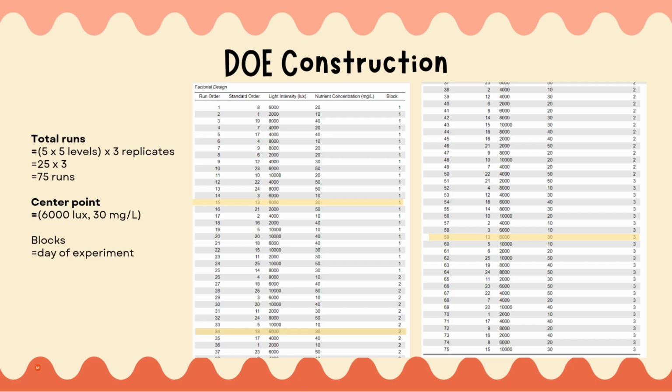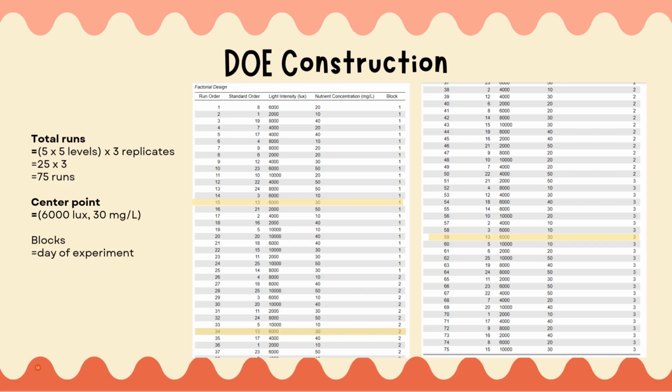So in total we will have 75 runs, and the method to calculate it is by multiplying the amount of levels for each factor and then multiplying it again with the amount of replicates, which is 3 in this experiment. So in total we have 75 runs. And then the center point for this experiment is 6,000 lux and 30 milligram per liter, and it is also highlighted as yellow in this table as well.